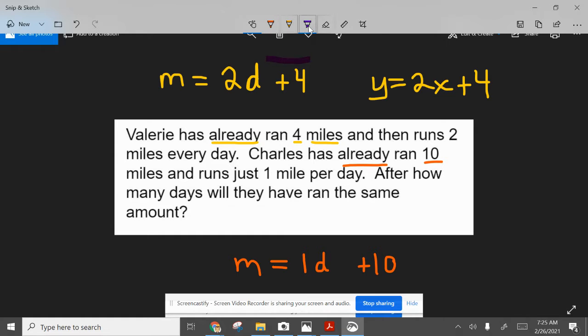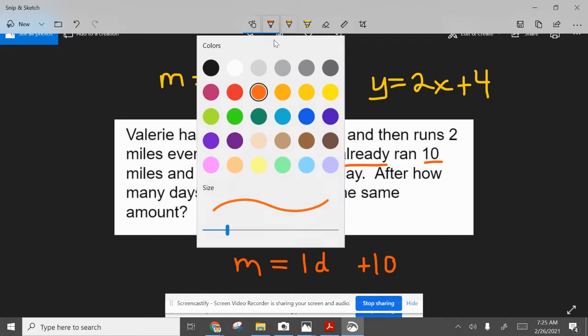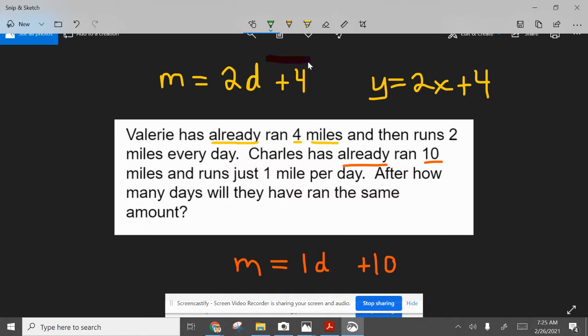Let me get a better color that you can actually see. Wow, that one does not want to work. Okay, so let's go ahead and set this. These both equal m, right? Or y, what we learned. You're allowed to set these equal to each other, okay? And solve it. So that's what we're going to do.